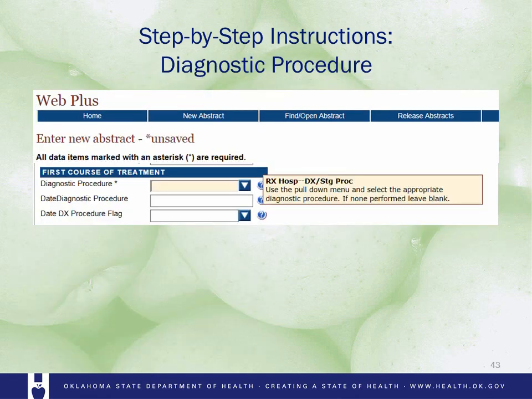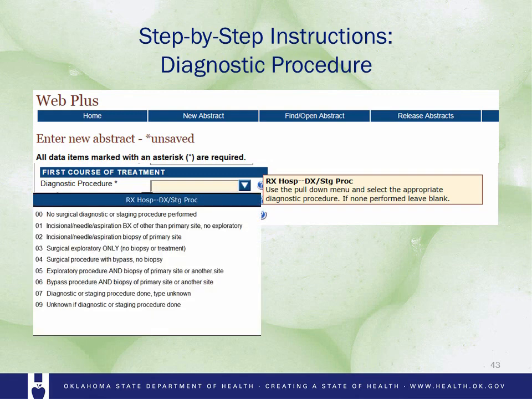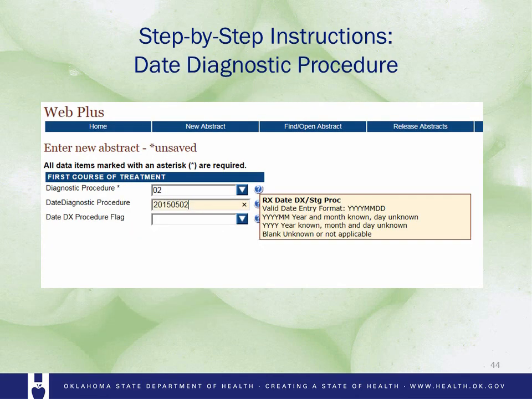The diagnostic procedure field is used to document how the cancer was diagnosed. Use the drop-down menu and select the appropriate diagnostic procedure. If no diagnostic procedure was performed, you will use code 00. Record the date of the diagnostic procedure in the Date Diagnostic Procedure field. If no diagnostic procedure was performed, leave blank and use the appropriate flag in the next field.